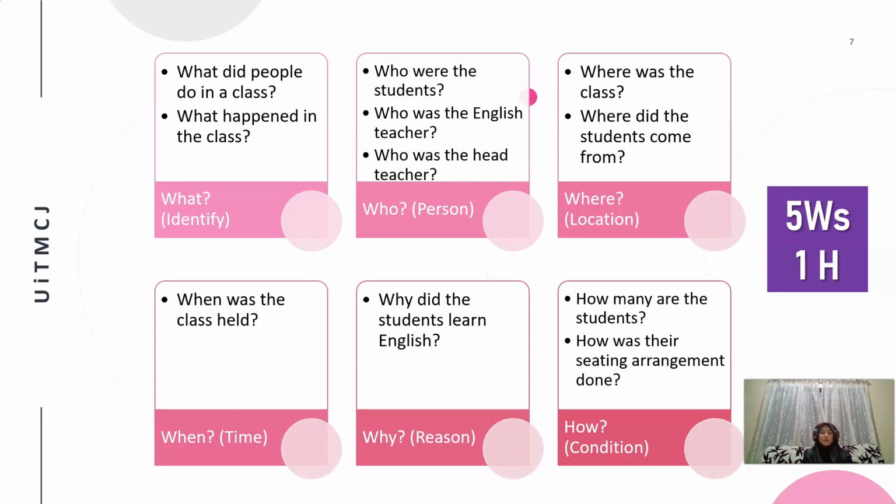And then who is about a person or things. Who were the students? Where is a question about the location of certain things. When is time; you want to know about the time. Why is about finding the reason for certain things, the justification. You want to answer the question to justify. And the last is how. You want to know the condition, the situation, you want to understand certain things.